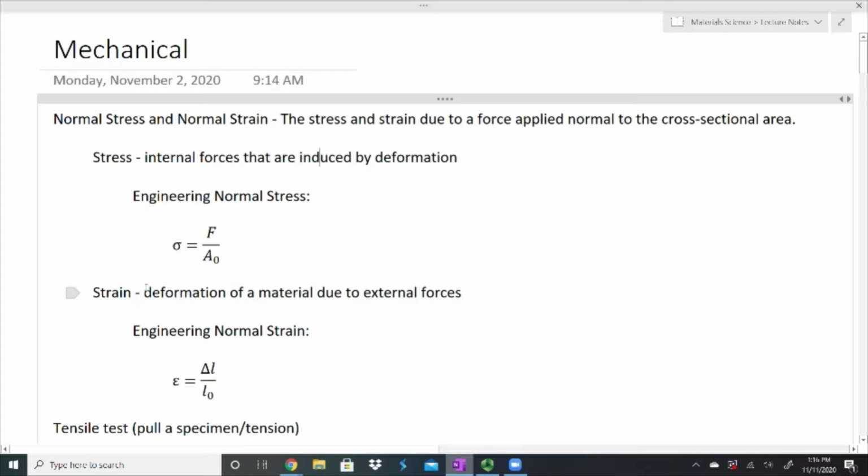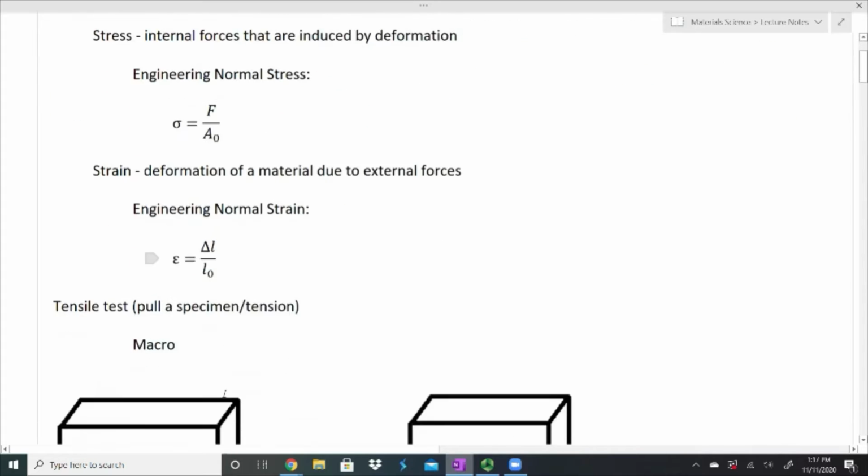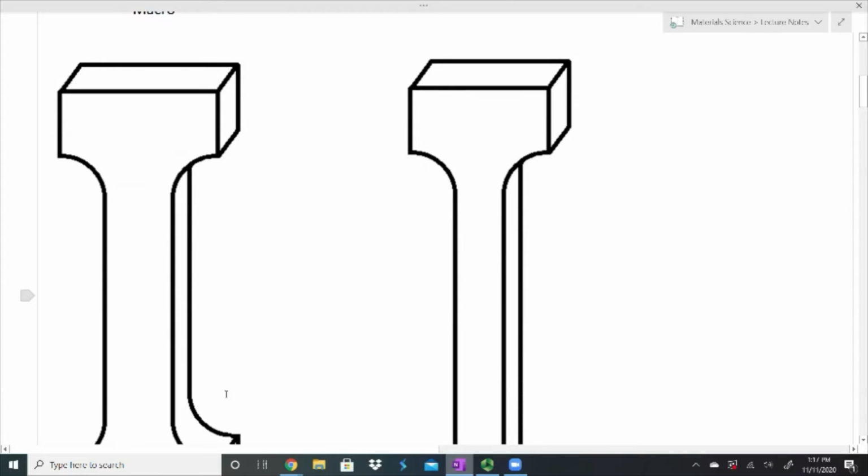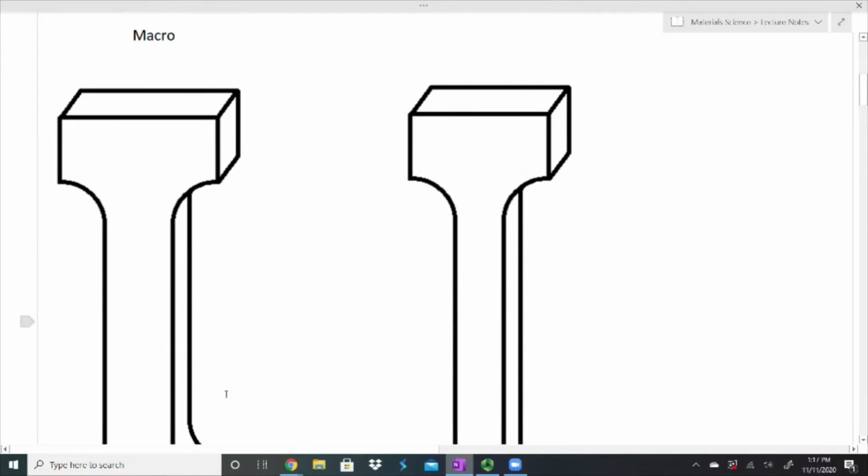Our strain is the deformation of a material due to an external force. So again, it's deformation. We're deforming a material, but the reason it deforms is because of something that's happening externally. Again, we have engineering normal strain, and our engineering normal strain is equal to our change in length that happens as we deform over our original length. All right, so I wanted to get a picture here. Let me shrink this down just a bit.